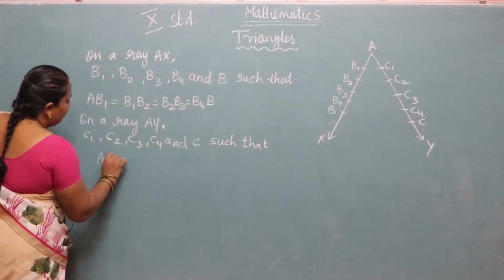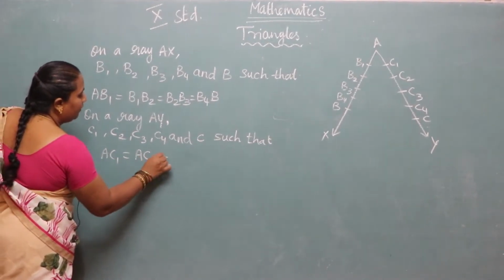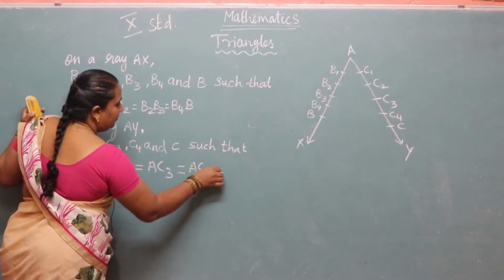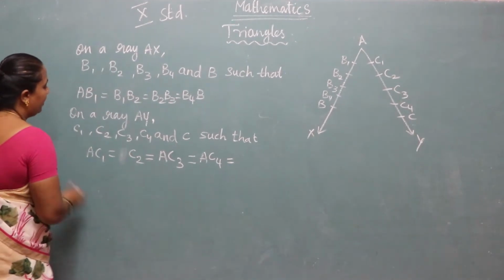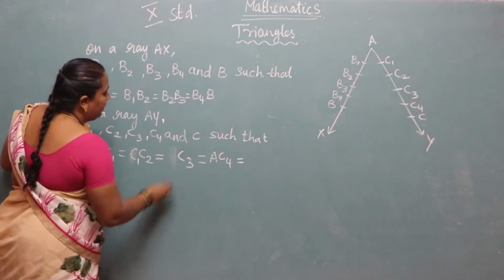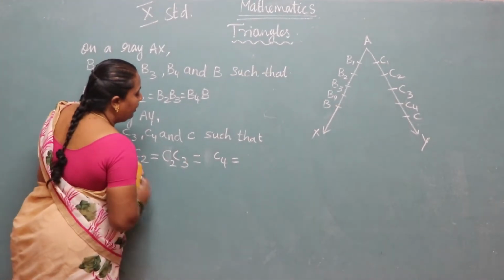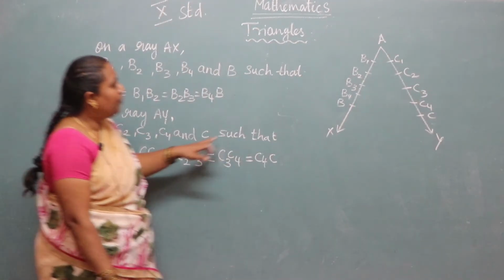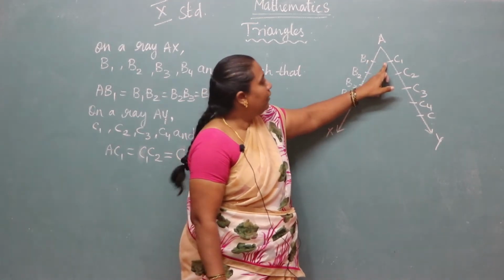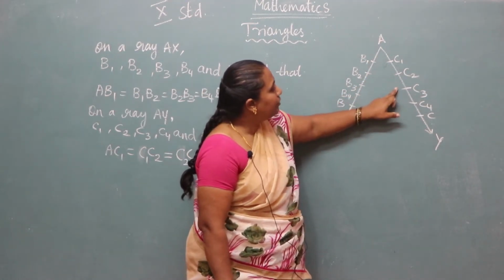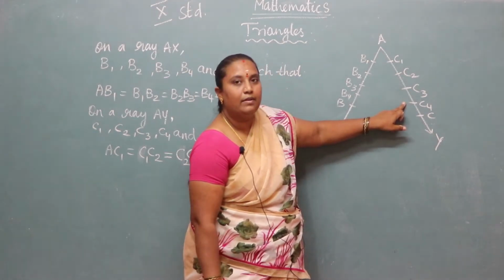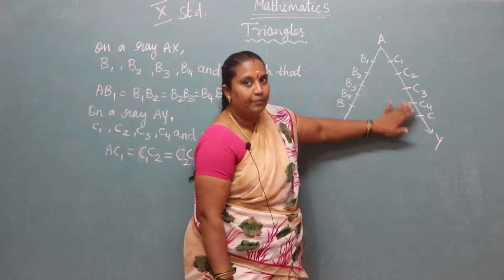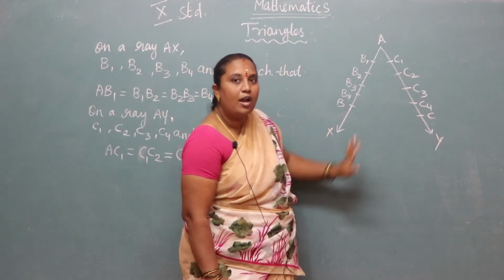So AC1 equals C1C2 equals C2C3 equals C3C4 equals C4C. See, AC1 equals C1C2 equals C2C3 equals C3C4 equals C4C. So all the gaps between the points are equal.